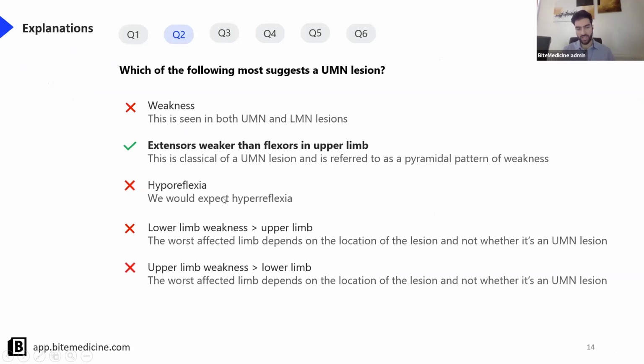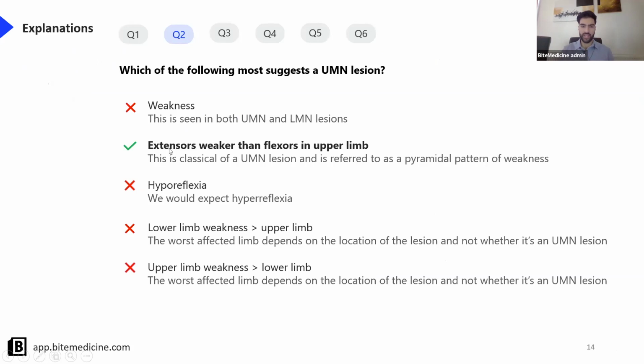So yeah, weakness is seen in both upper motor neuron and lower motor neuron disease. Hyporeflexia, no, we expect hyperreflexia. Lower limb weakness is greater than upper limb or vice versa. So which limbs are affected just depends on where in the spine or the brain the lesion is. It doesn't matter if that's upper motor neuron or lower motor neuron.